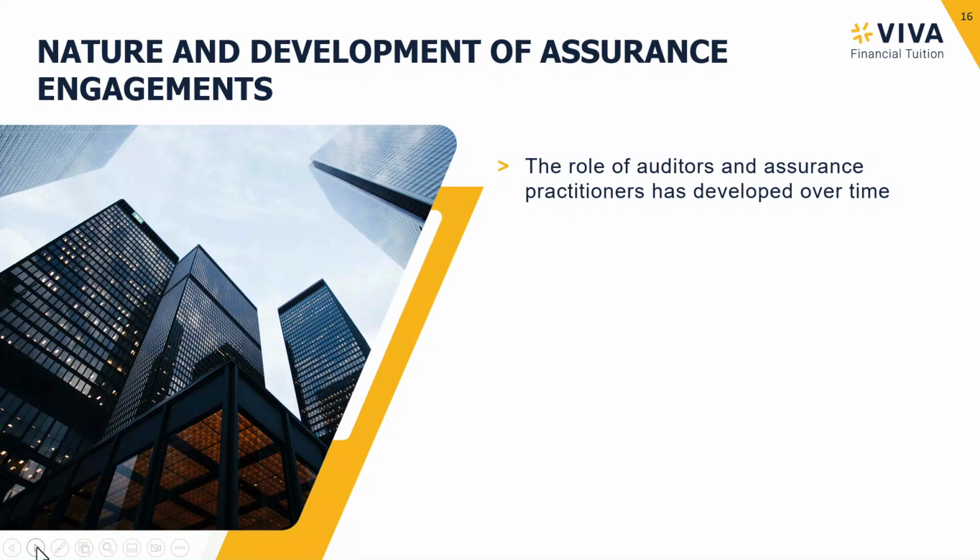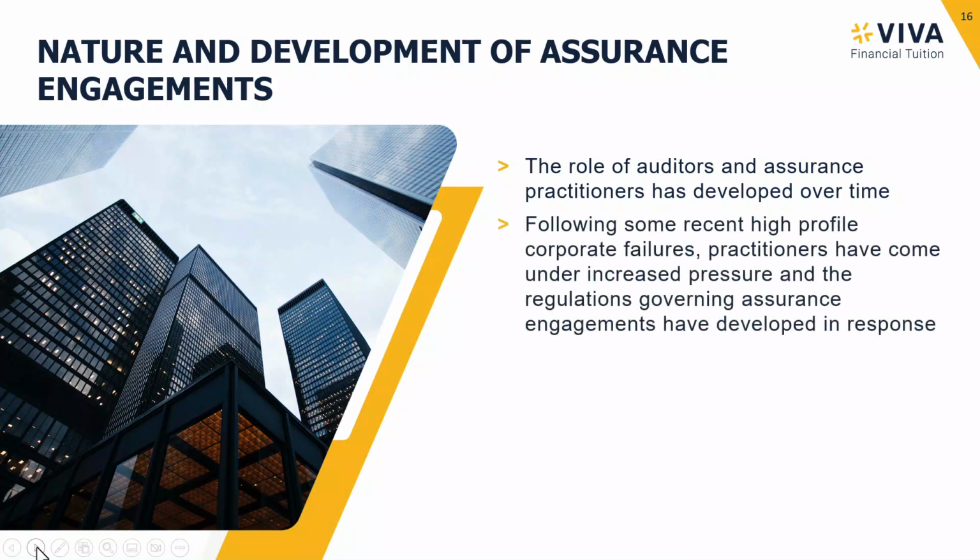The role of auditors and other assurance practitioners has developed significantly over time. This has generally been in response to perceived failures of auditors or assurance practitioners in providing an appropriate level of assurance. There were some high-profile corporate failures, and these have stemmed across history, and the practitioners themselves and those monitoring the practitioners have come under pressure. As a result, we have seen developments to the regulations in terms of the amount of evidence that's required, the way reporting is done, and the frequency of reporting for different entities.